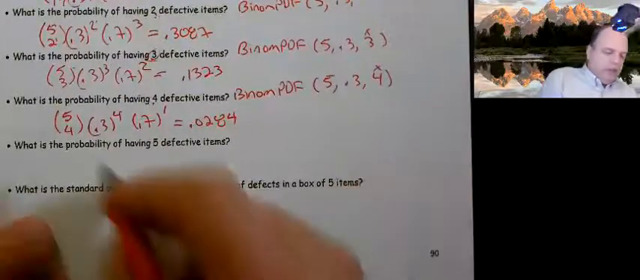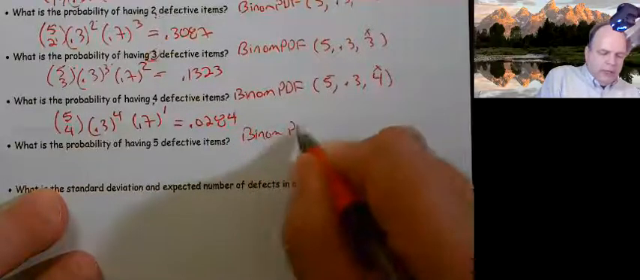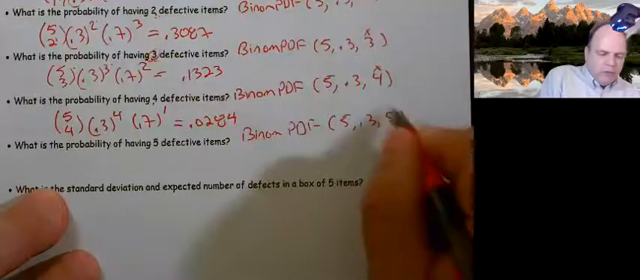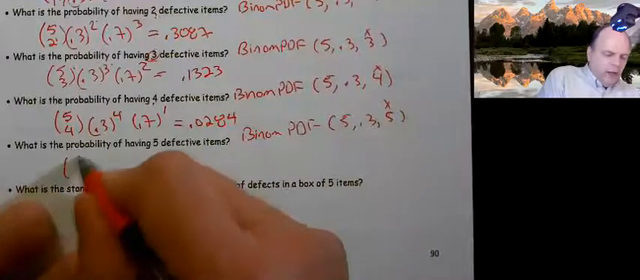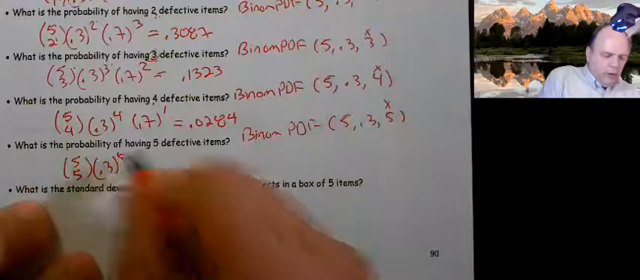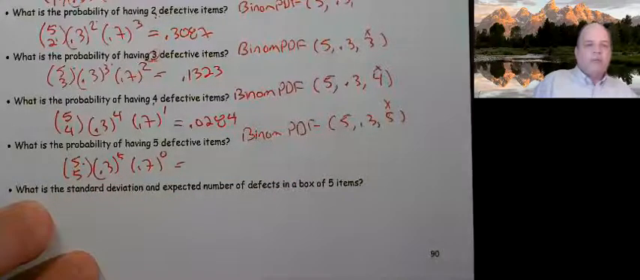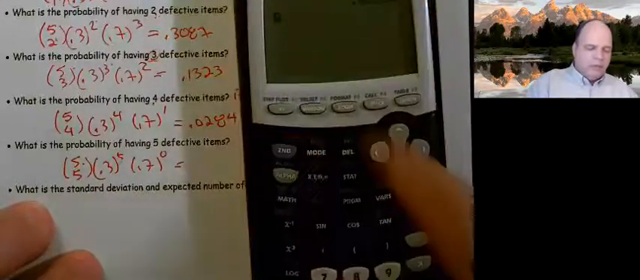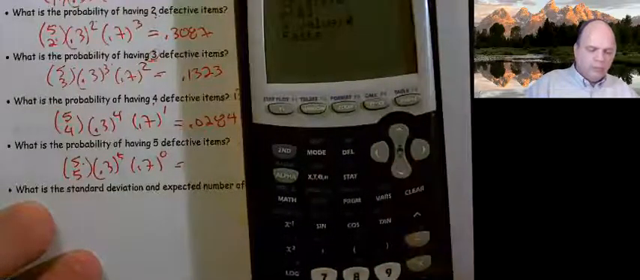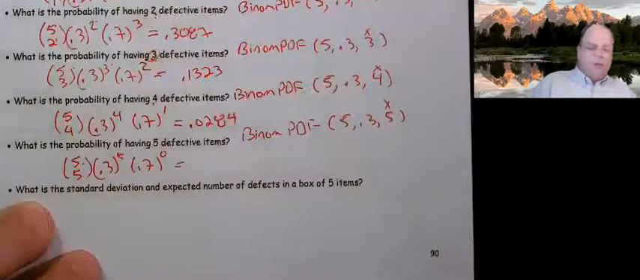Probability of 5. So binom PDF 5, 0.3. So this is going to be 5 choose 5, 0.3 to the fifth, 0.7, 5 minus 5 is 0. And I get 0.0024.